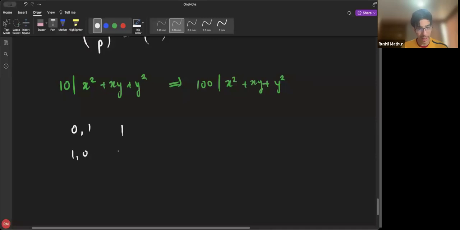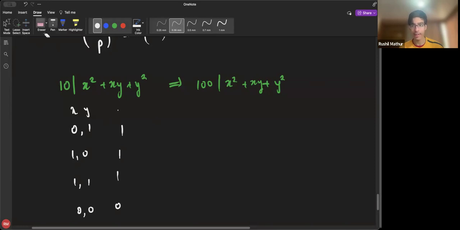If it's 1, 0, you get 1. If it's 1, 1, then you get 1. And if it's 0, 0, you get 0. This is x and y, and this is the expression mod 2. So the point is that x and y both have to be 0 mod 2 for 2 to divide this expression. But if x and y are both 0 mod 2, then 4 divides each of these terms. So 4 divides this. That makes sense?